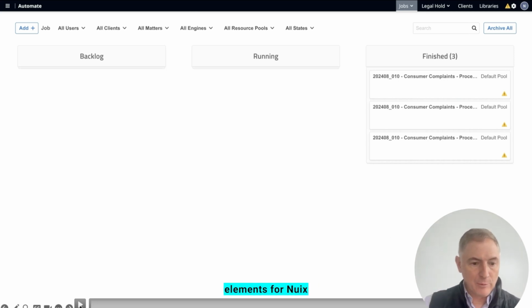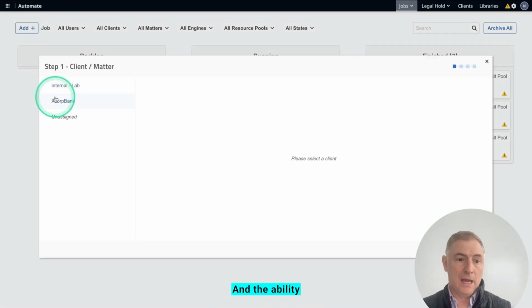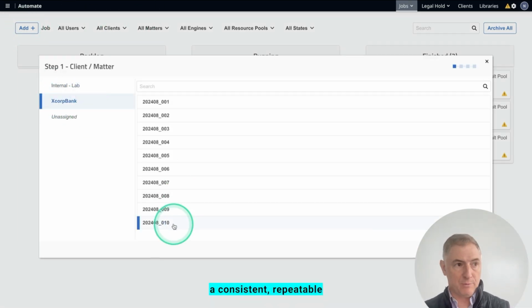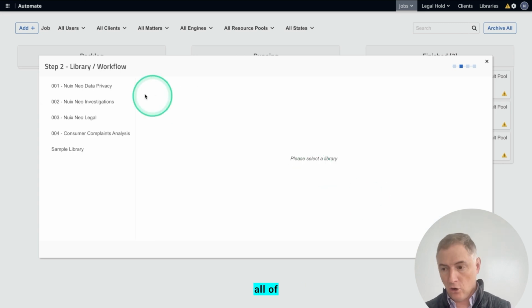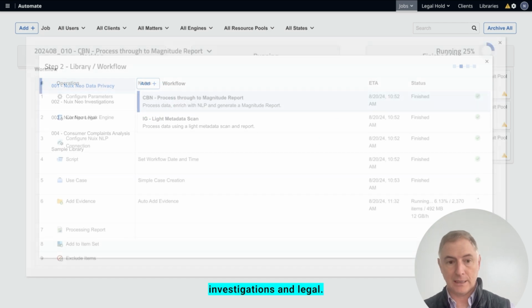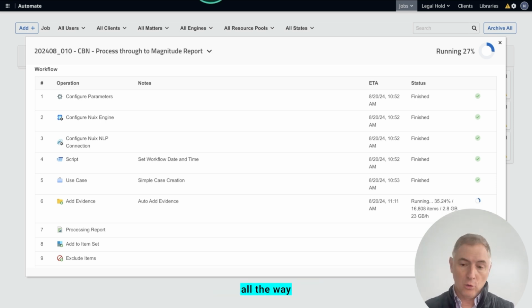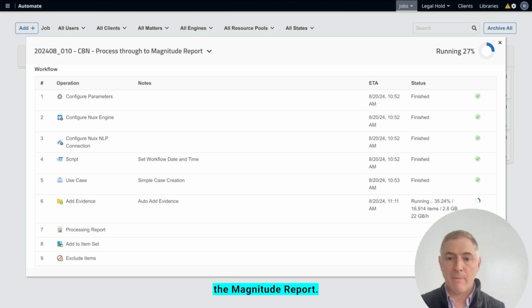So one of the key elements for Nuix Neo is automated workflow and the ability to drive a consistent, repeatable, and defensible process across all of the different use cases. Nuix has 3 core use cases, and we're continuing to expand: data privacy, investigations, and legal. And what you're seeing here is the automated workflow that allows us to go from processing all the way through to that first outcome, which is really the magnitude report.